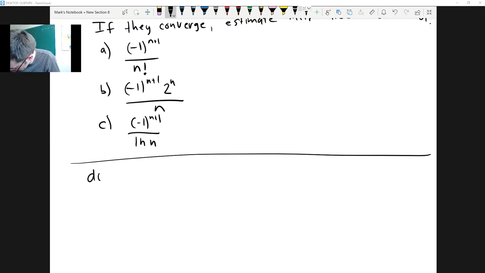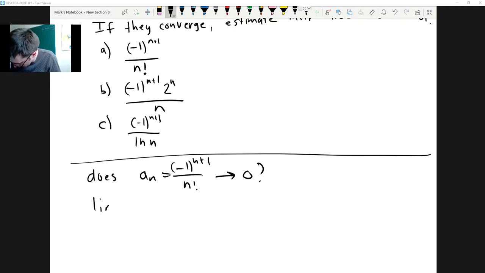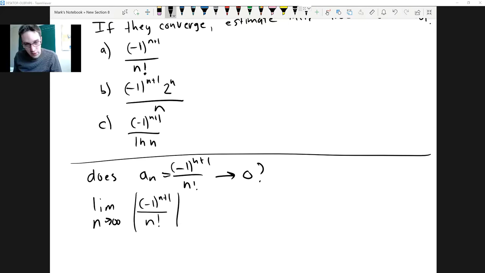So does a_n equal -1 to the n plus 1 over n factorial, does that go to 0? In this case, we need to look at the limit as n goes to infinity of -1 to the n plus 1 over n factorial. And if the absolute value goes to 0, you can show that the individual terms will go to 0. And so that's just the limit as n goes to infinity of 1 over n factorial.